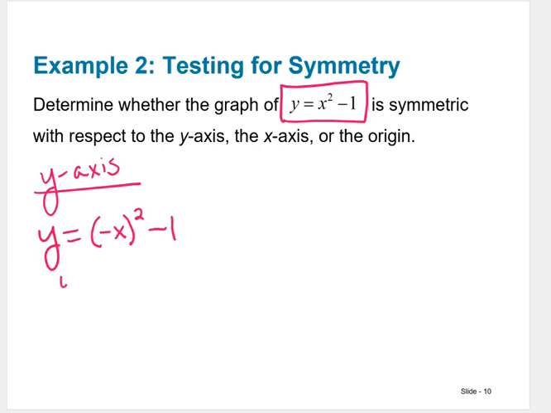So negative x quantity squared is still x squared. So when I clean it up, I still get exactly the same. So that checks. We do have y-axis symmetry.